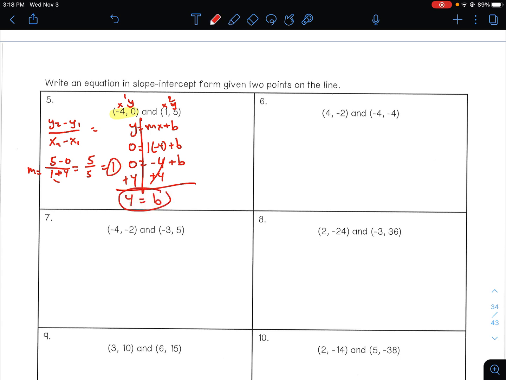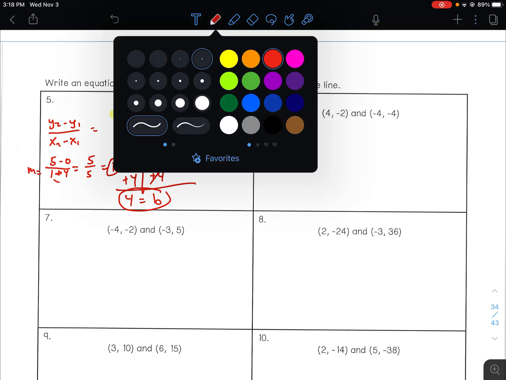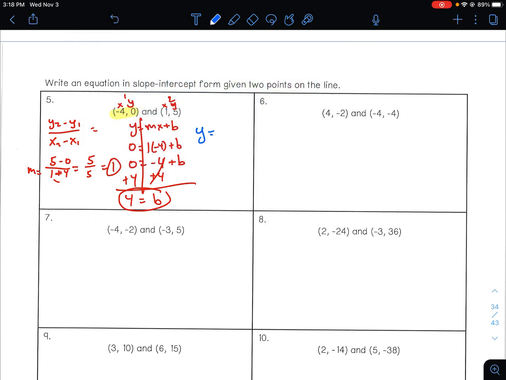So my equation is y equals slope x plus b, y-intercept, which is 4. Y equals 1x plus 4, or put more simply, y equals x plus 4, because 1 times x is just x.